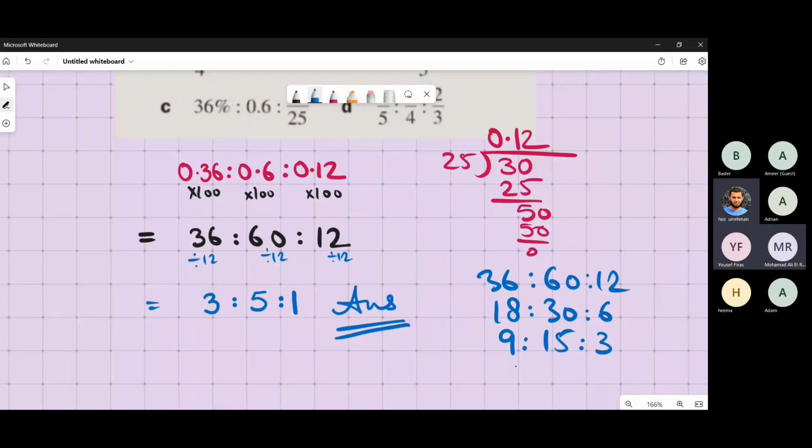Now 2 is not possible. Take by 3. By 3, so 3 to 5 to 1. And 1. This is also correct. Not a big deal.